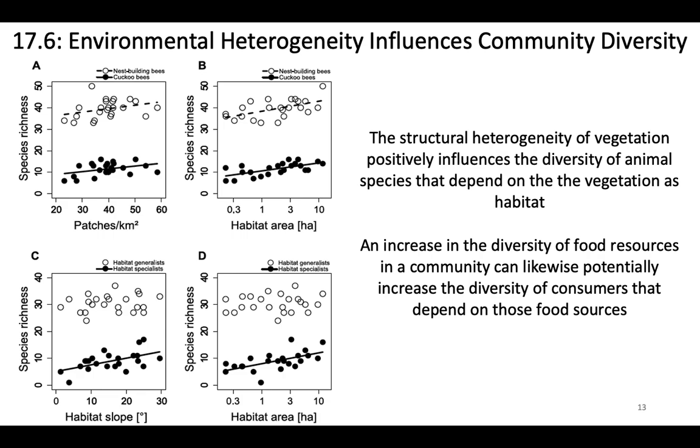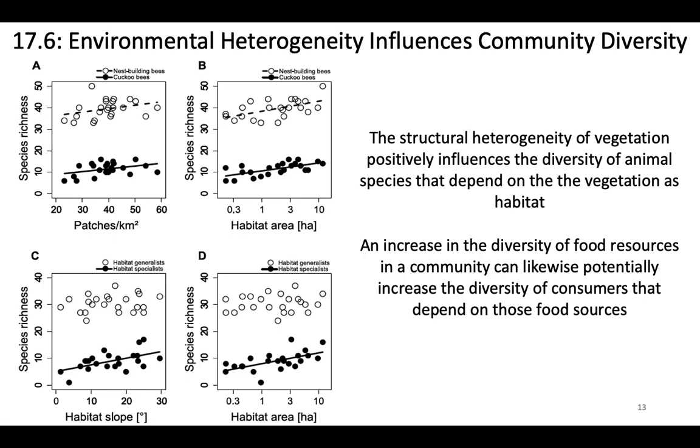Now, environmental heterogeneity can also influence community diversity. You should recognize this from exam 1. This was that grassland study looking at the diversity of nest building and cuckoo bees. And when you have more heterogeneous landscapes of vegetation, so more diversity in the landscape and the types of vegetation, that's also going to influence the diversity of the animal species that the vegetation depend on.